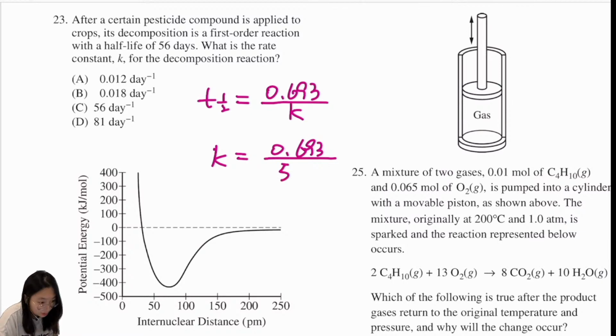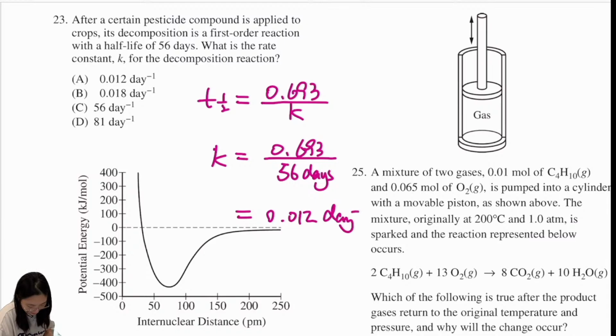And then remember that you always need to include the units. So that's going to be 0.693 divided by 56, which is 0.012 per day. The answer to 23 is A.